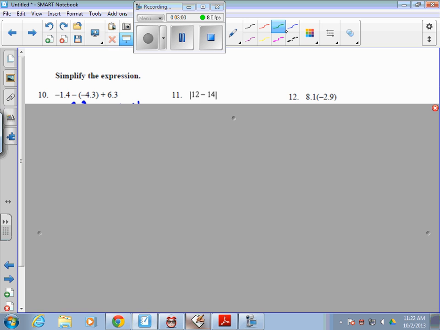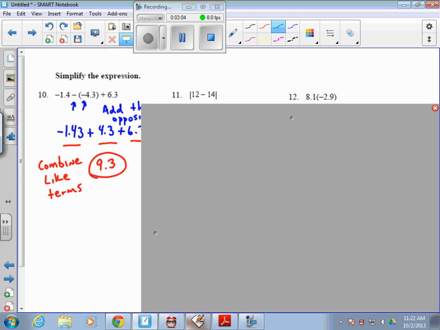10 says simplify this expression, negative 1.4 minus a negative 4.3. Minus a negative means add the opposite, plus a positive. So negative 1.4 plus 4.3 plus 6.3. When you combine all of those terms, leaves you with 9.3.